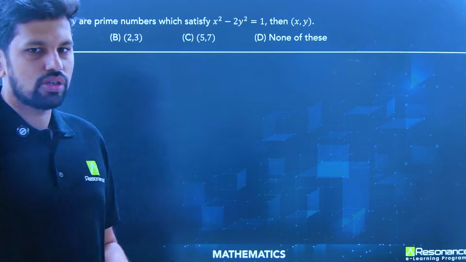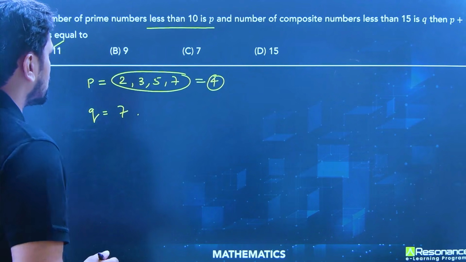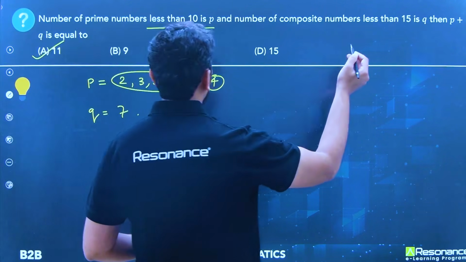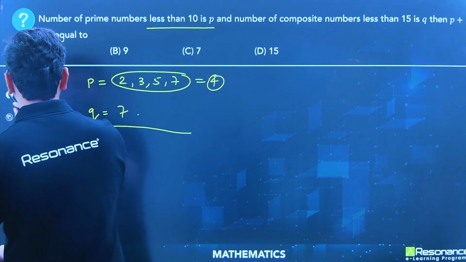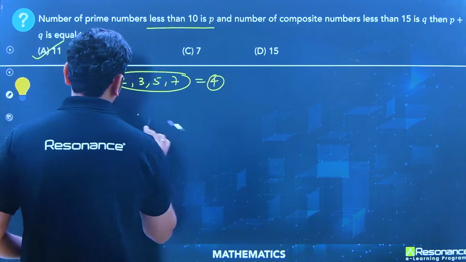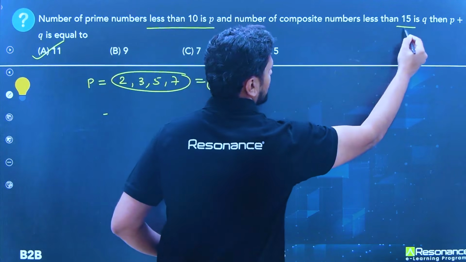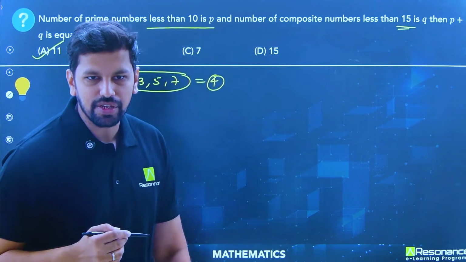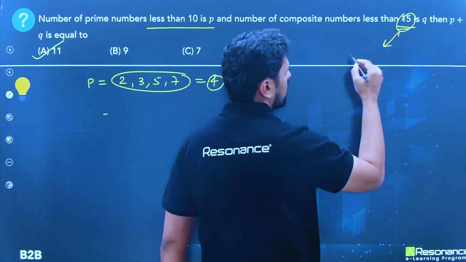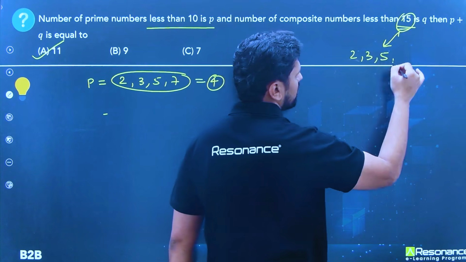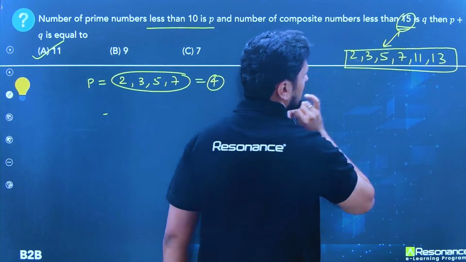Q is 8 in question number 1. Count it. Number of composite numbers less than 15. Q is not 7 here? Why is Q not 7 here? See, it's less than 15 they are saying. How many composite numbers? So remove all the prime numbers. So 2, 3, 5, 7, 11 and 13. These numbers will be removed.